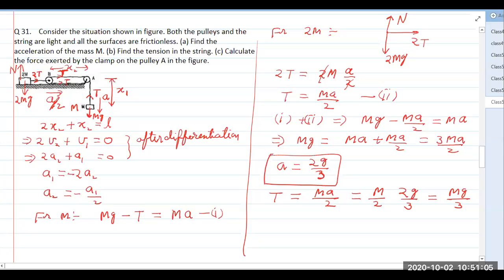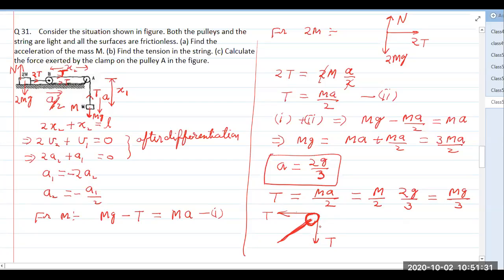After this, we need to find the force exerted by the clamp on the pulley. If you look at the clamp, what is happening at the clamp? This is the clamp. There is a string pulling the clamp in this direction, and another string pulling it like this. This is the clamp, and this one is the pulley. So the clamp, these two tensions and the pulley are connected.